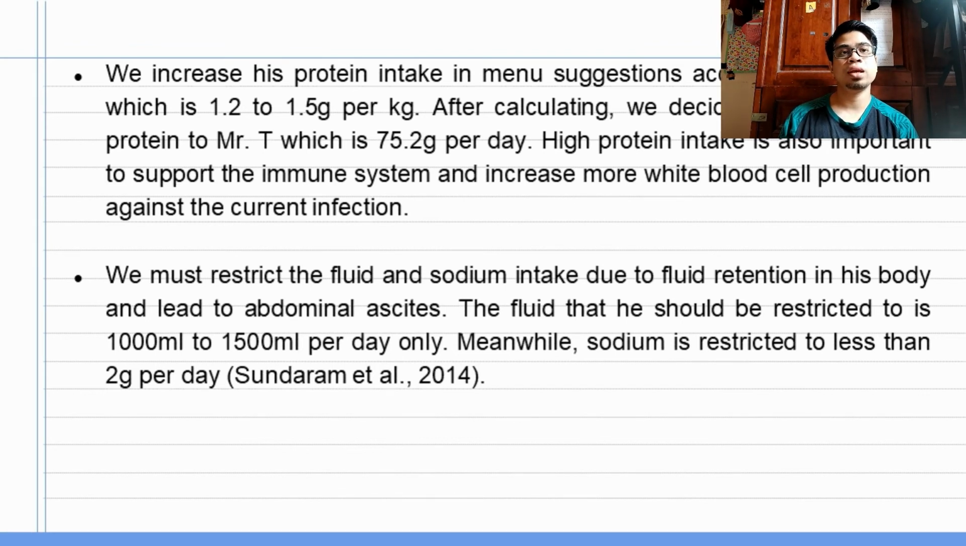High protein intake is also important to support the immune system and increase white blood cell production to fight the current infection. In addition, we must restrict the fluid and sodium intake due to fluid retention in his body, which can lead to abdominal ascites. The fluid that he should be restricted to is 1000 ml to 1500 ml per day only. Meanwhile, sodium is restricted to less than 2 grams per day.